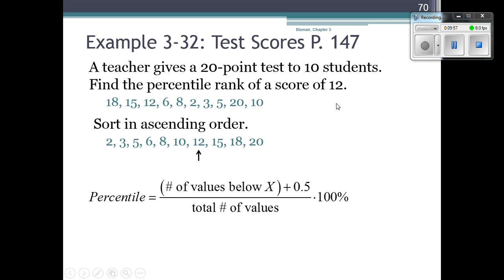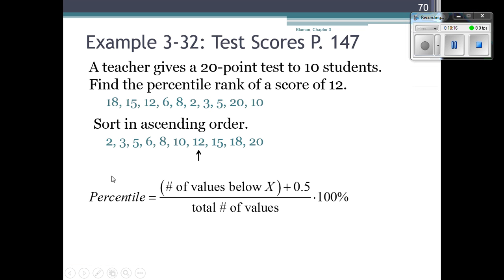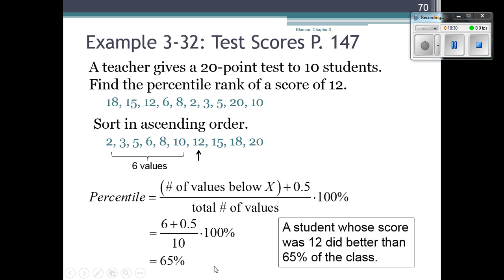Okay, I'm back. How many values fall below X? 1, 2, 3, 4, 5, 6. 6 values fall below X. We add on a 0.5 to it. So we have 6.5 divided by how many values there are? There are 10. So 6 values, 10 total. Take 6.5 divided by 10, you get 0.65 times 100%. That gives you 65%. So what that means is that student did better than 65% of people in the class.